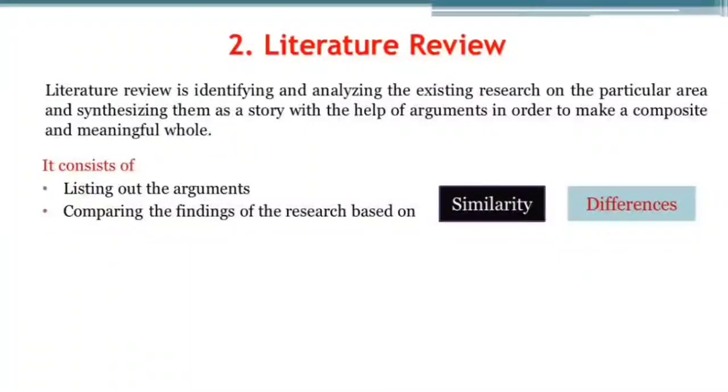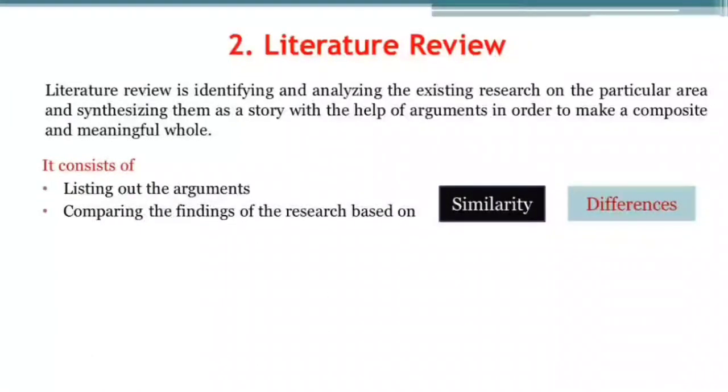So in the case of the chronological method, the researcher writes down the previous research in the form of a chronology. So it can be in the chronology of the research conducted according to the date. Or next, in the case of thematic literature review, the researcher can group the research findings into some themes such as the method that they have used or the areas that they have explored.